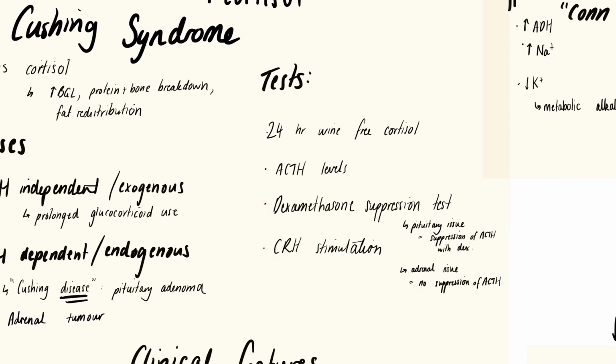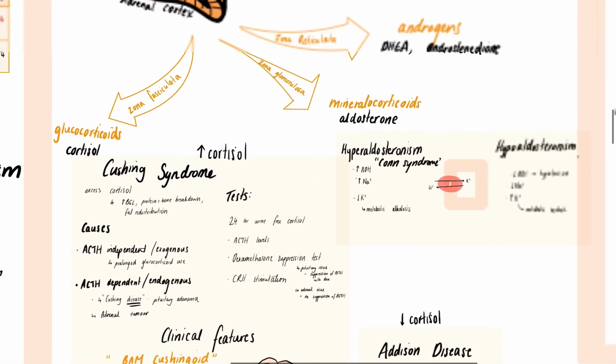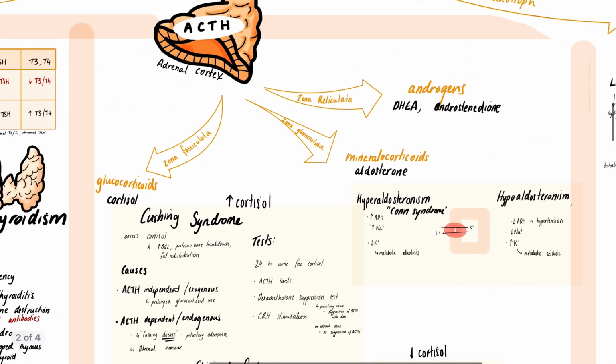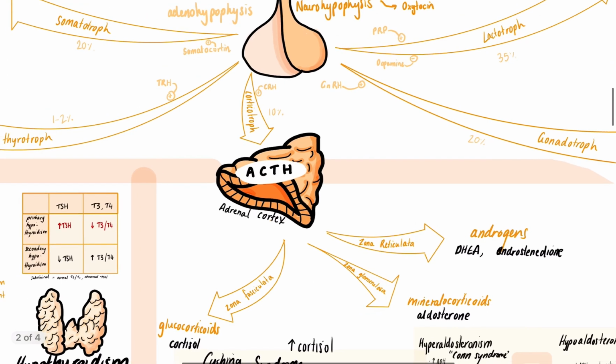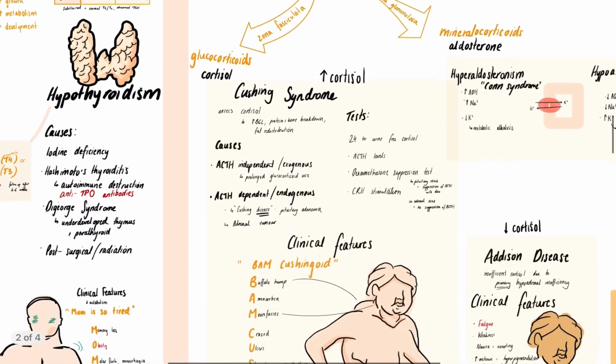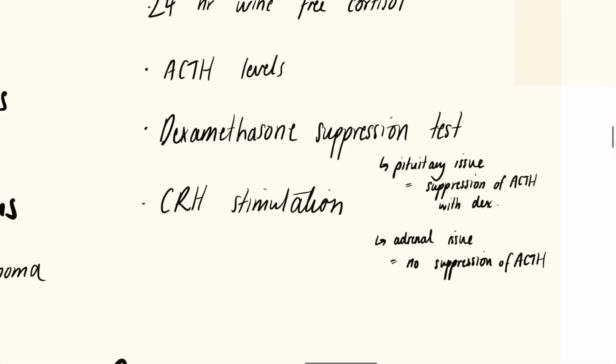So the dexamethasone suppression test, quite simply, tests to see whether or not this is a pituitary or adrenal issue. Basically, what dexamethasone does is it suppresses the pituitary's release of ACTH. And so if you give them dexamethasone, which is going to suppress ACTH, and it reduces your cortisol, that means it's a pituitary issue.